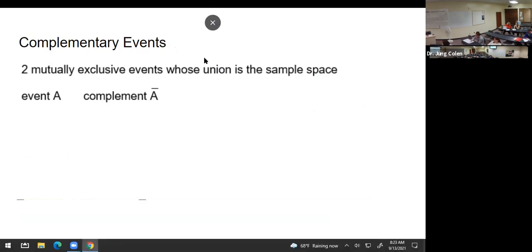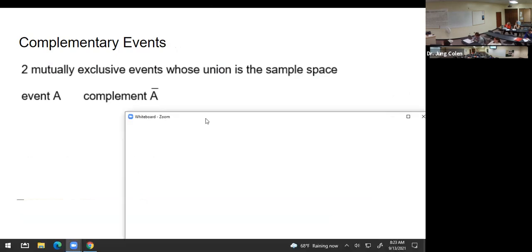Now, this is another really important concept, complementary event. Complementary event. So let me bring my whiteboard again. Let's think about one event in the sample space. So this is the sample space. Now you can see why we need a Venn diagram. Right? So this is a sample space, and let's say this is an event A.